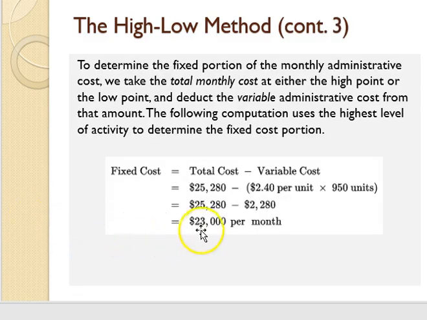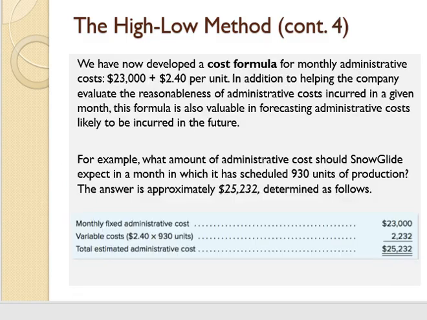So now you know what the formula is. With this kind of item, you would say $23,000 will be allocated to my fixed cost. $2.40 will be part of my variable cost, and that's all you do. So now we have developed the cost formula for monthly administrative costs. It's $23,000 plus $2.40 per unit.